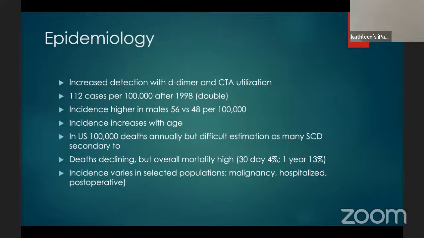In the United States, approximately 100,000 deaths annually occur due to pulmonary embolism, but this is a very difficult estimation as many sudden cardiac deaths occur secondary to PE. The deaths are actually declining, but the overall mortality is high. 30-day mortality is 4%, 1 year 13%. And the incidence actually varies in selected populations including patients with malignancy, those who are hospitalized, and postoperative patients.